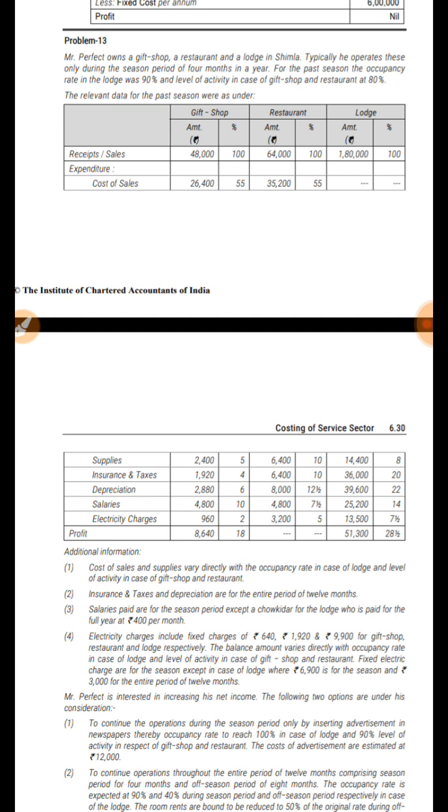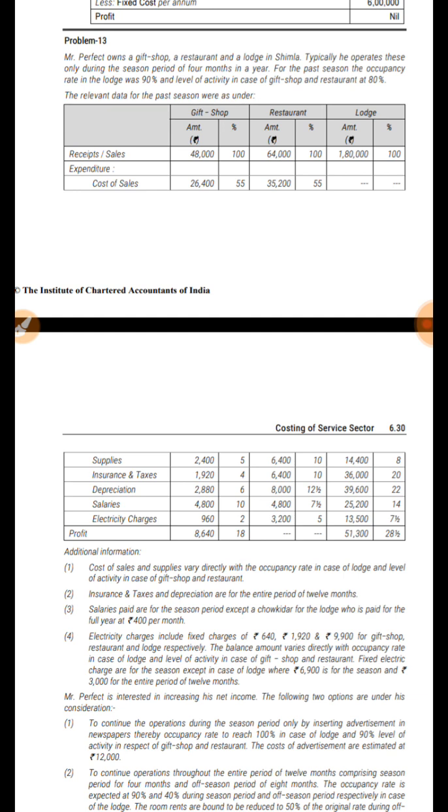So one person is there, Mr. Perfect. He owns गिफ्ट शॉप है उसके पास, रेस्टोरेंट है, लॉज भी है. Okay, and he is operating all these things only for 4 months, जो कि सीजन पीरियड है उसका.